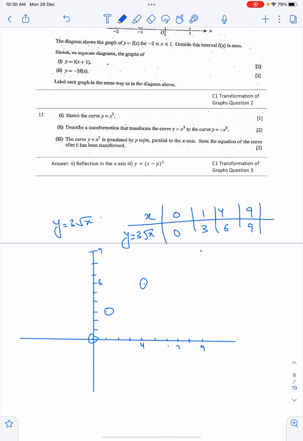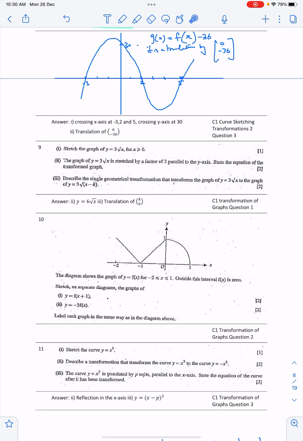The graph of y equals 3 root x is stretched by a factor of 2 parallel to the y-axis. Parallel to the y-axis means it's a vertical stretch. State the equation of the transformed graph. The equation of the transformed graph is, you have to multiply this equation by 2 outside. 2 into 3 root x is going to become 6 root x.